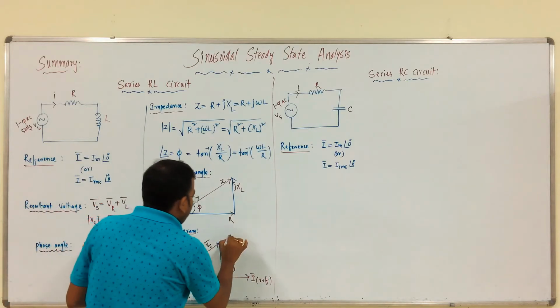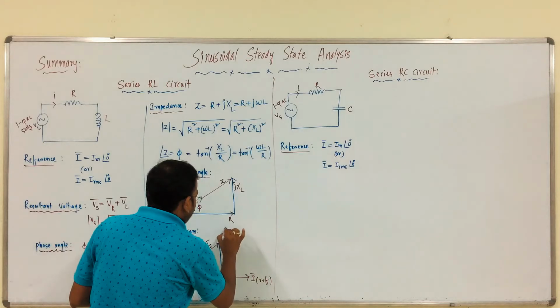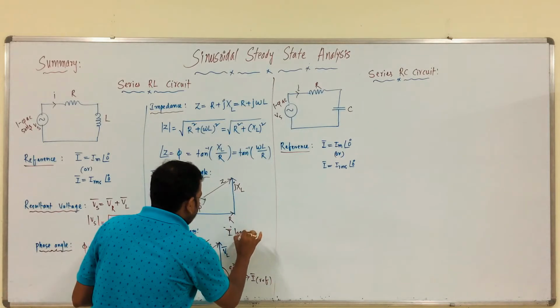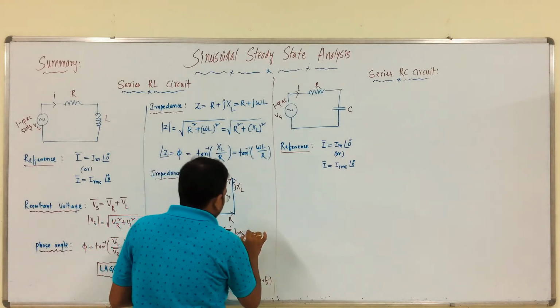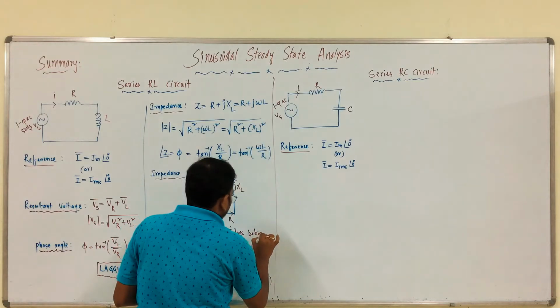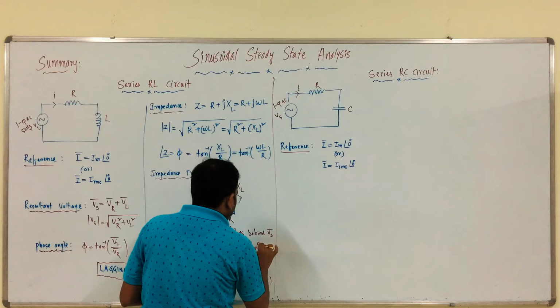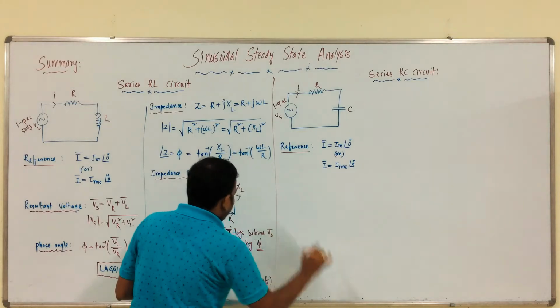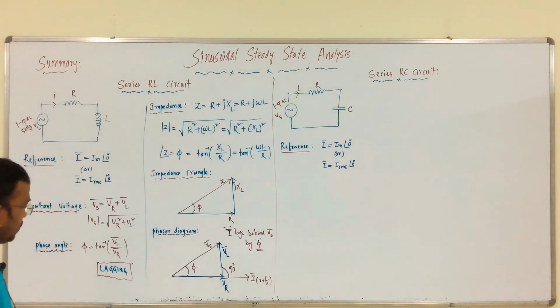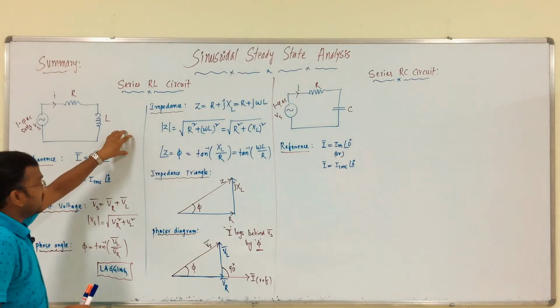See, current lags voltage by phi, clear. You can write here: current lags behind voltage by how many degrees? By phi. That is it. So, this is the summary for the series RL circuit.